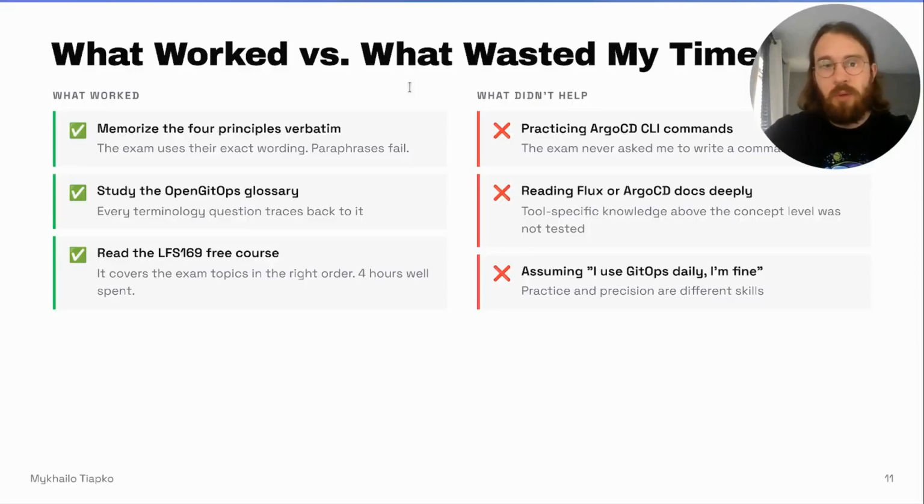What worked for me during the preparation, first of all, was reading the OpenGitOps glossary on their official website. It took me around 20 minutes. Then I did the free course from the Linux Foundation, which is about 4 hours, and it follows the exact domains in order. Then I did practice questions until the wrong answers looked really wrong and not plausible. What didn't help was reviewing the Flux or ArgoCD documentation in detail. I spent about 2 hours, but it didn't help, and the exam doesn't care about the ArgoCD sync flags or things like that.